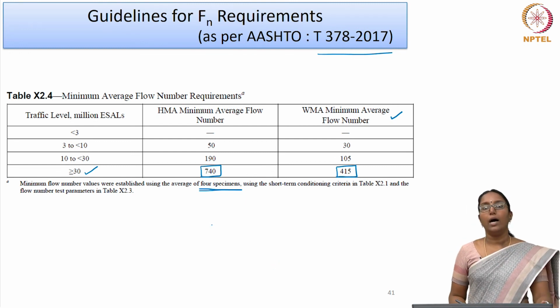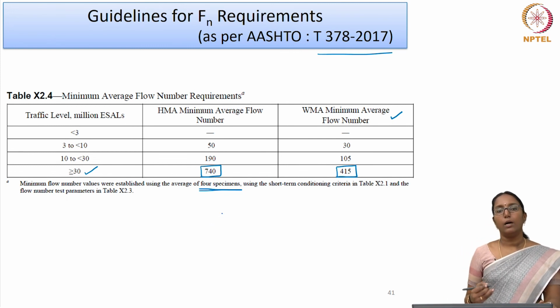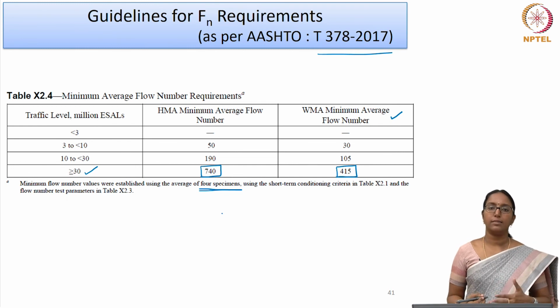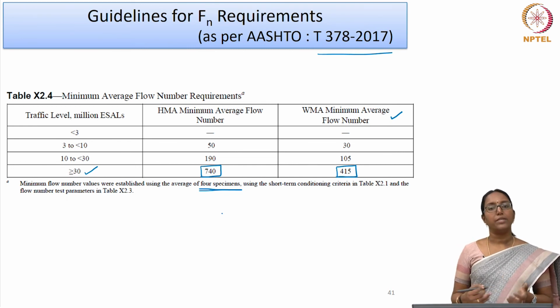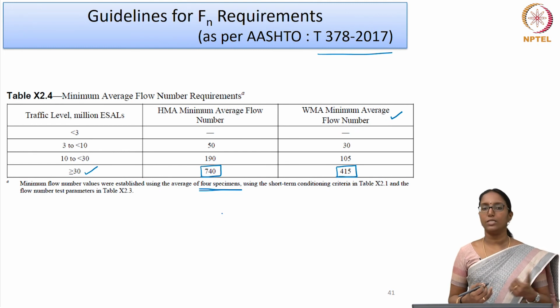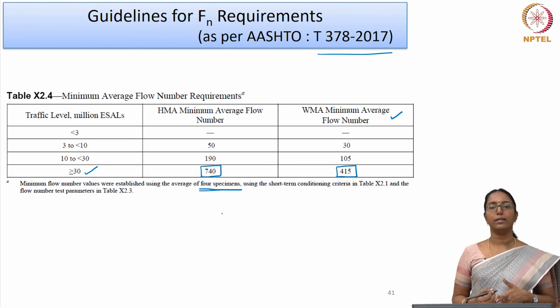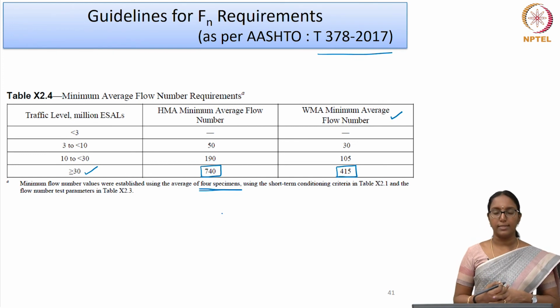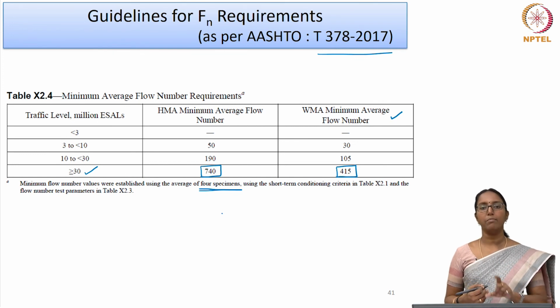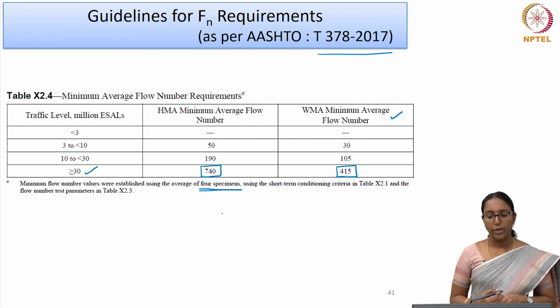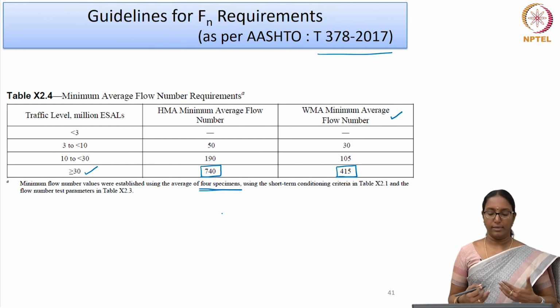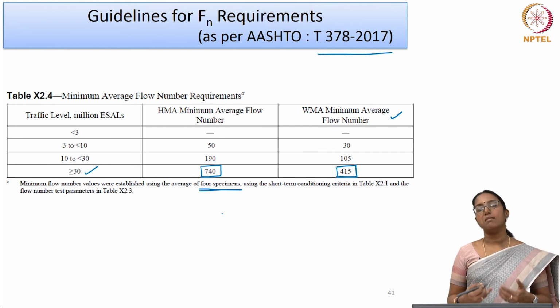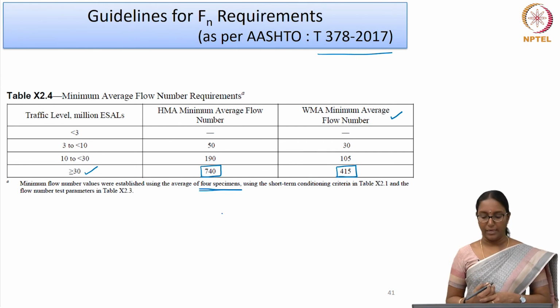So I conclude what we have discussed. The summary is that what we have discussed so far is the motivation for the development of tests such as flow time and flow number as far as rutting is concerned, and how we do this flow time and flow number test in the laboratory, what are the different test procedures and what are the protocols, and then how the post processing of the data is done in order to identify the flow time and flow number of the mixture, and also what are the guidelines that help to identify the best mix to be used in the field.